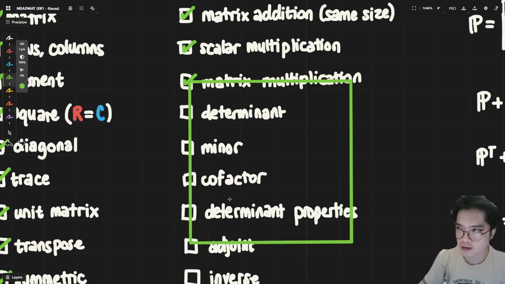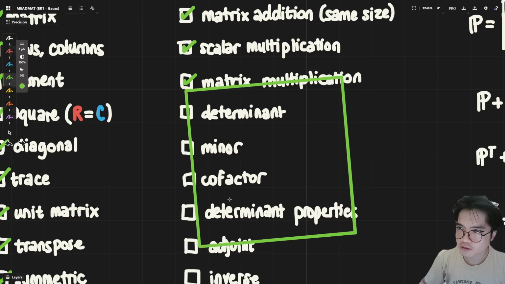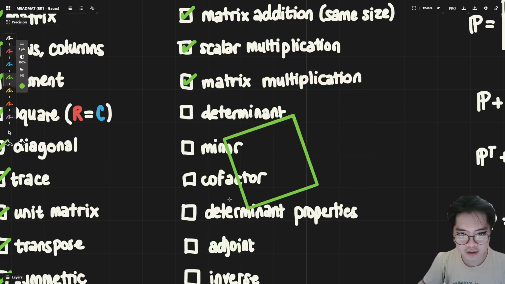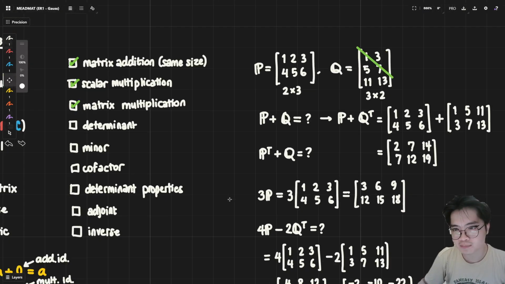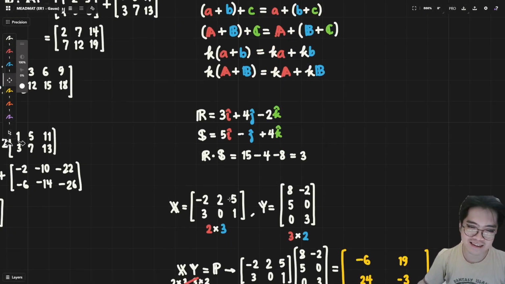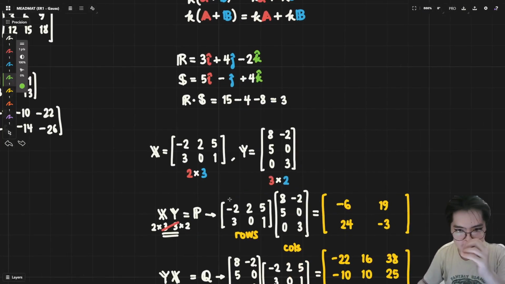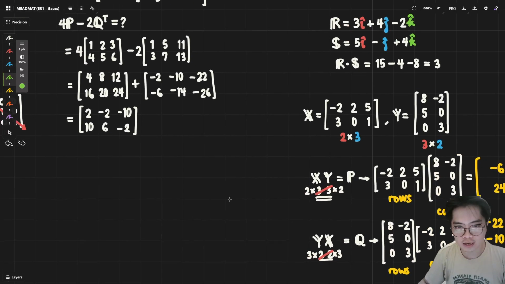Its other parts, the minor and the cofactor. Okay? So the determinant is basically the identity of the matrix that you're working with. But the determinant is only possible for square matrices.